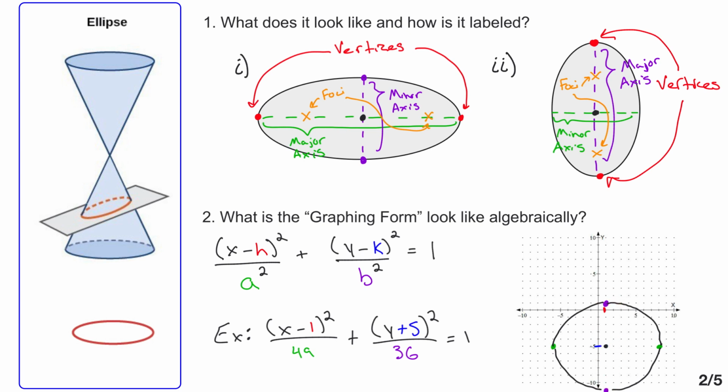Now I haven't done the focal points yet. I haven't done the foci. We're going to do that in a little bit, but I want to mainly focus on how we graph the center and the 4 vertices, both the major and the minor.